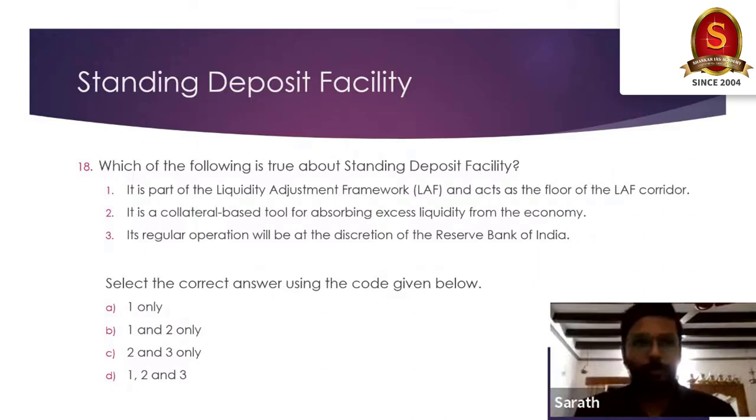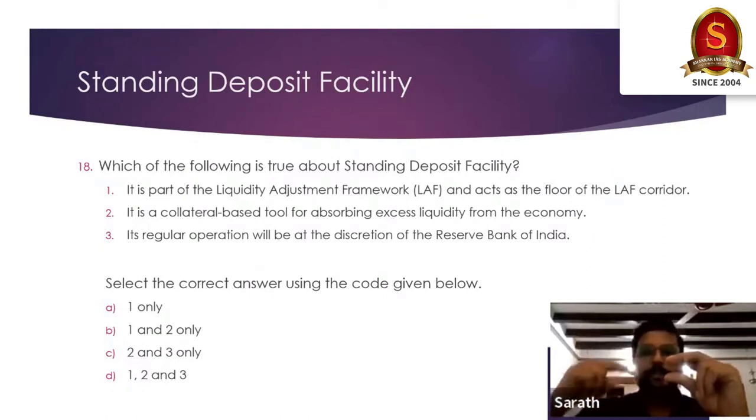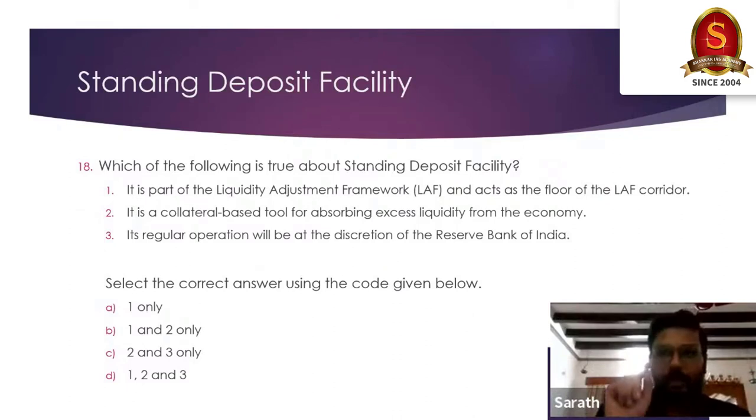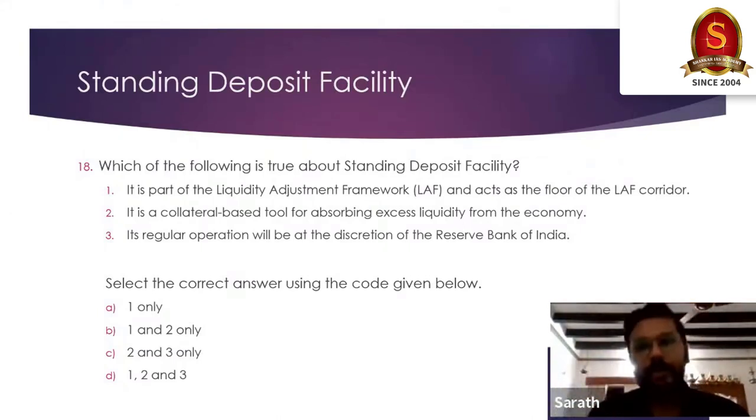Yes, there are two main tools of liquidity adjustment in India right now, repo rate and standing deposit facility. But as a corridor, when you look at it, there is a third thing also which is added, the marginal standing facility. So if you're looking at it as a corridor, there is a repo rate in the middle. 0.25 percentage points greater than that is the marginal standing facility. 0.25 percentage points lesser than that is the standing deposit facility. If repo rate is 6%, MSF is 6.25, SDF is 5.75. That's how it is linked. So it acts as the floor of the LAF corridor. MSF acts as the ceiling of it. Repo rate is in the middle. It is the anchor.